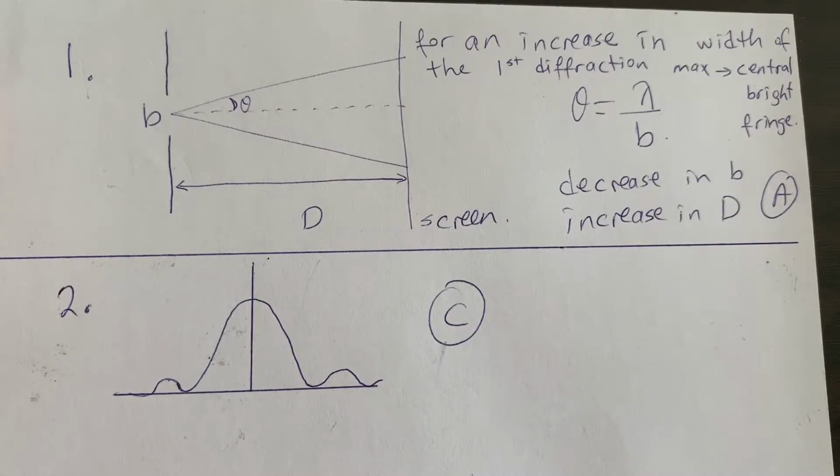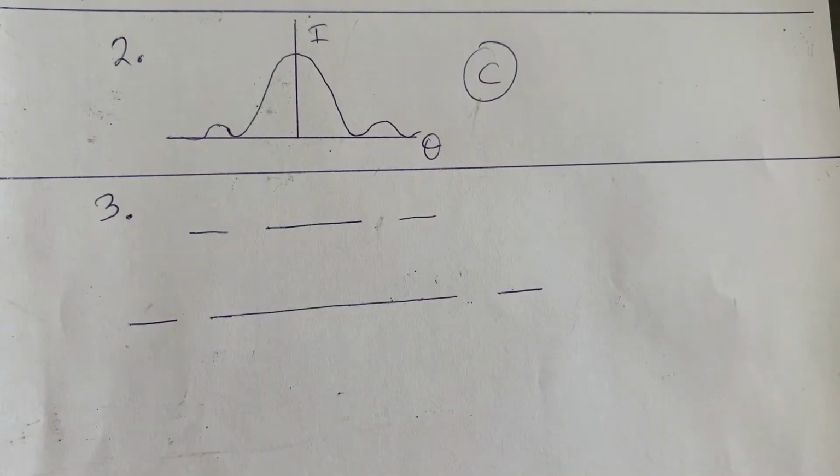of the diffracted light varies with the diffraction angle theta. This is the shape of the graph that we expect, which is given in option C. Question number 3 gives us two diagrams of the diffraction patterns obtained on a screen far from the slit. In the top diagram, the wavelength is λ1 and the slit width is b1. And in the bottom diagram, the wavelength of light is λ2 and the slit width is b2. In each experiment, the distance between the slit and the screen is the same.